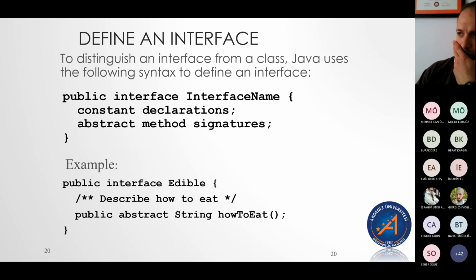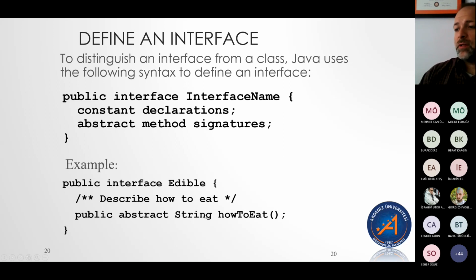Okay, so for example, instead of saying class, we call it an interface. We use the interface keyword, we give it a name, we give it some constants, we give it abstract methods, right? So for example, if we wanted to create an interface called Edible, any class that implements the Edible interface, we're saying it's an edible thing. It's able to be eaten, so we're going to give it a method of how to eat.